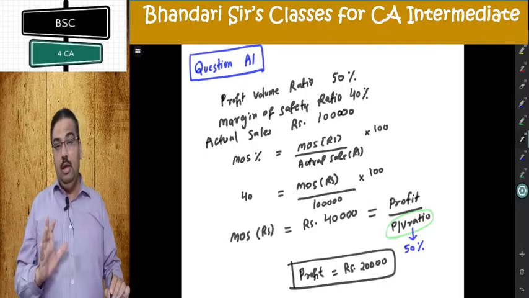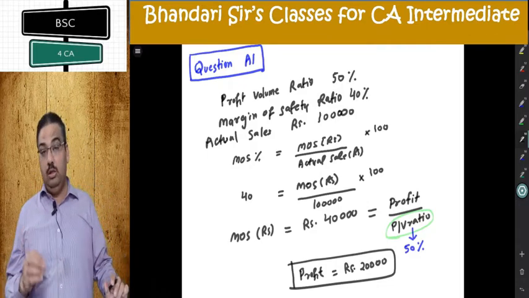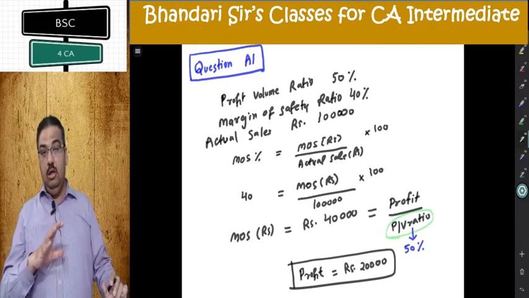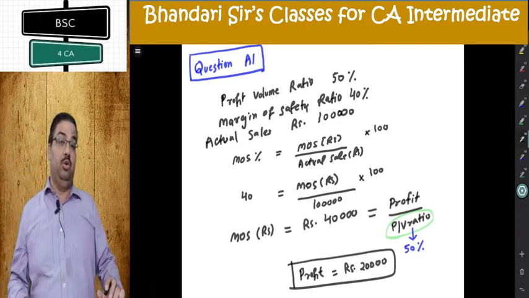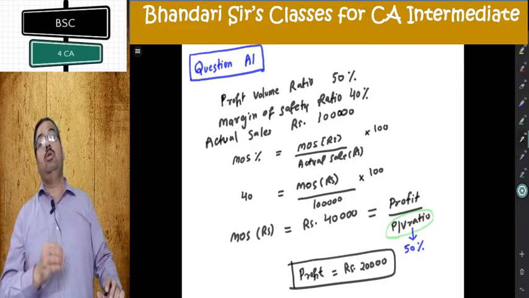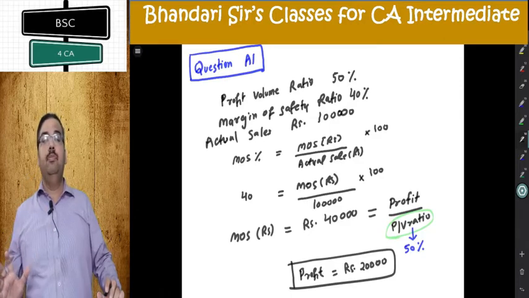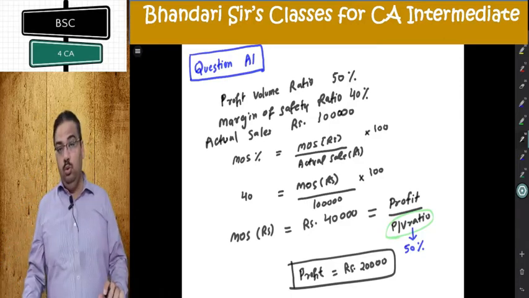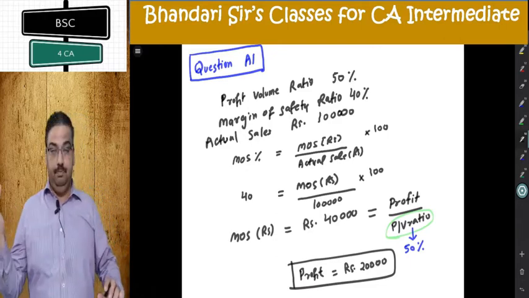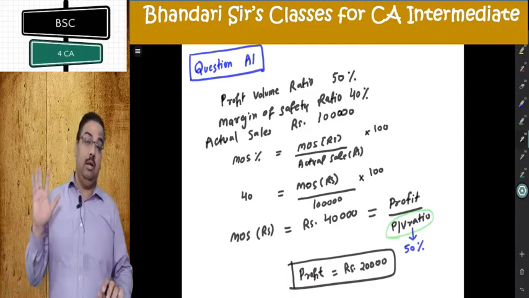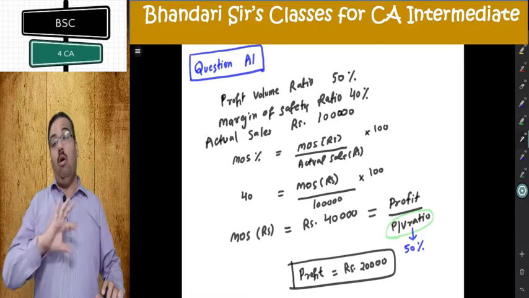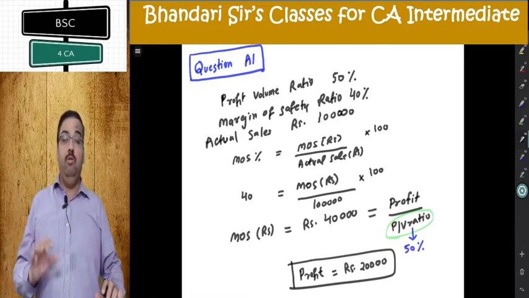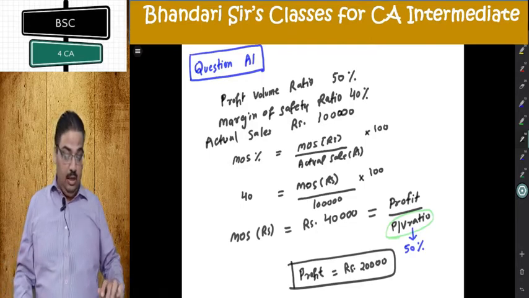There can be many other ways of computing, but the figure will be exactly the same. Whatever method you apply, I could apply a different formula of MOS, actual sale minus break-even sale. From there I could calculate fixed cost, compute contribution from PV ratio, and contribution minus fixed cost will be profit. The answer will be the same. I am using the easiest way, but alternative ways are always welcome. Your answer of profit has to be the same, 20,000. If you get a different answer, certainly you are doing something wrong. They are all formulas leading to the same answer. Profit will be 20,000.